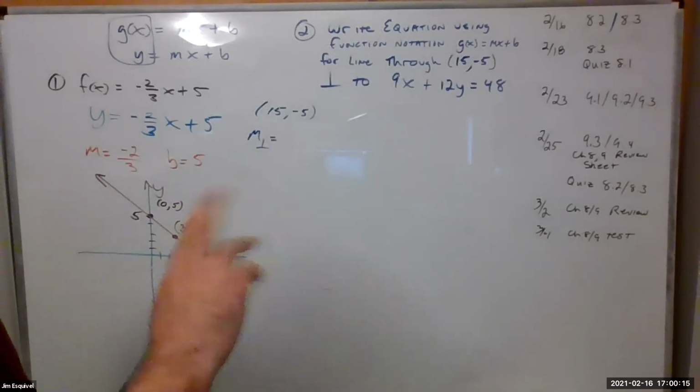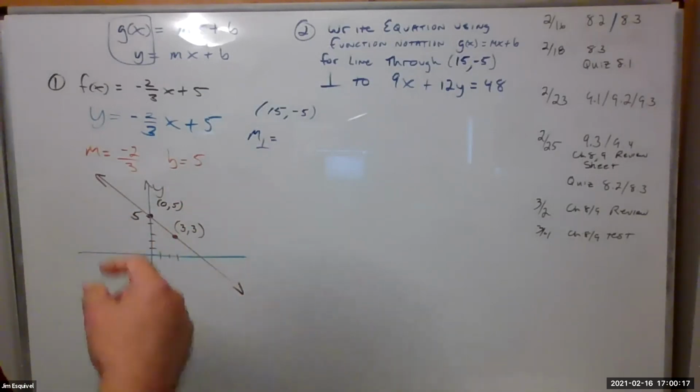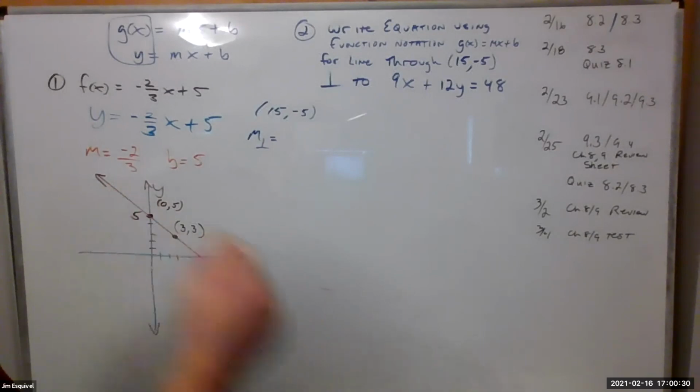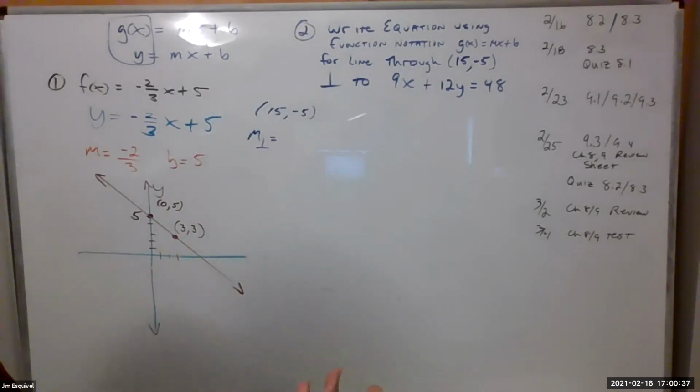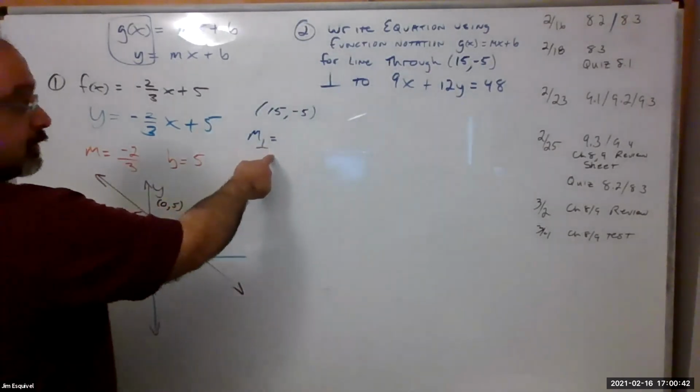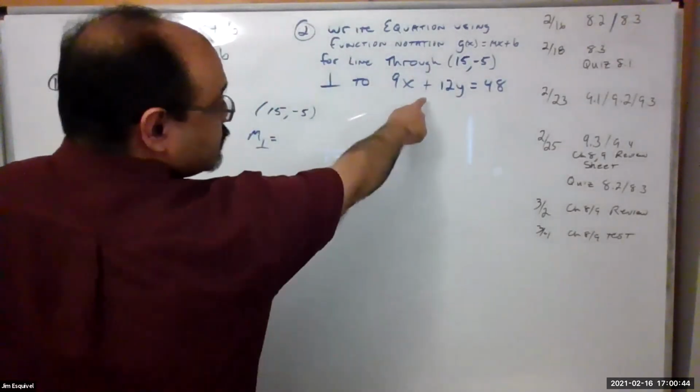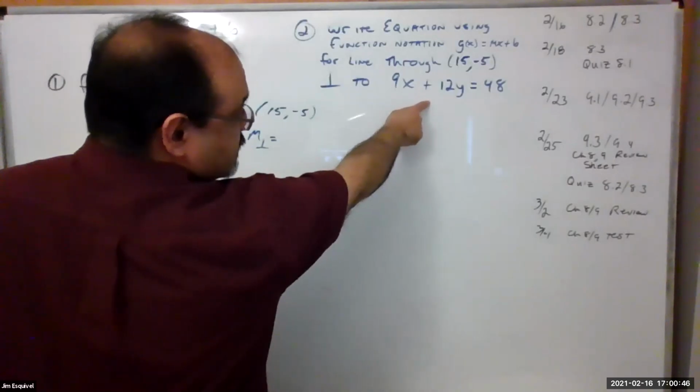Even those 2 things, opposite and reciprocal, have 2 P's in it that you got to worry about. So perpendicular, you got to do two things to it, opposite and reciprocal. When it's parallel, the slopes are equal. So I need my slope, which is perpendicular, so it's the opposite and reciprocal of this slope.